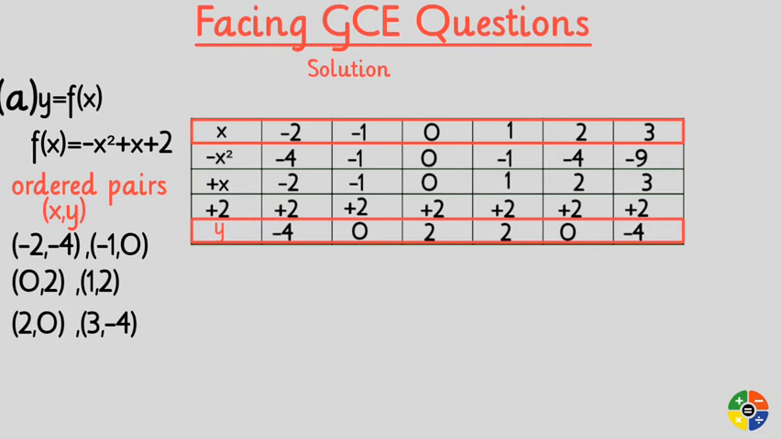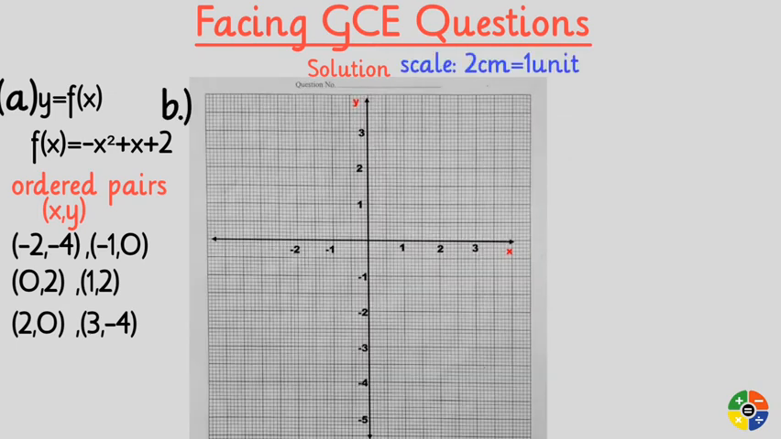Moving on to the B part of the question, we have to draw the graph of the parabola using the standard scale given in the question. The scale is 2 centimeters to represent 1 unit on both axes. This means we count 2 squares and represent it as 1 unit, of course, for both axes. This is because GCE standard graph papers have dimensions of 1 centimeter for each square. So we can safely use this graph to draw the parabola.